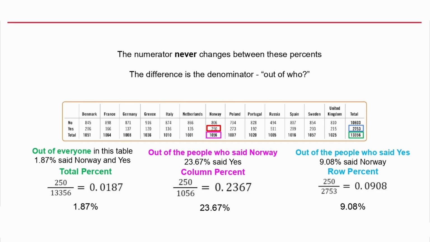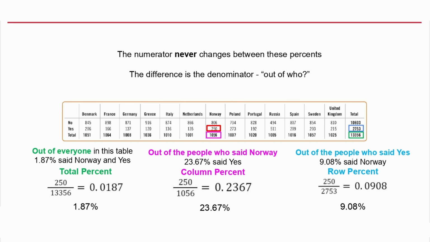And it's not that one is right or one is wrong. It totally depends on the question you're trying to answer. Out of everyone who said Norway and yes, that's 1.87%. Out of the people in Norway, what percent said yes is 23.67. Out of the people who said yes, who said Norway, that's 9.08%. They are three different numbers answering three different questions.